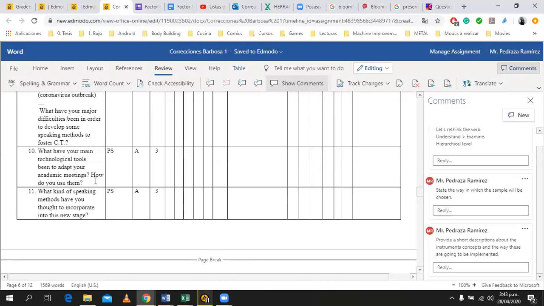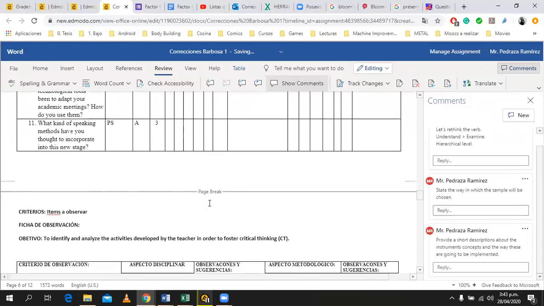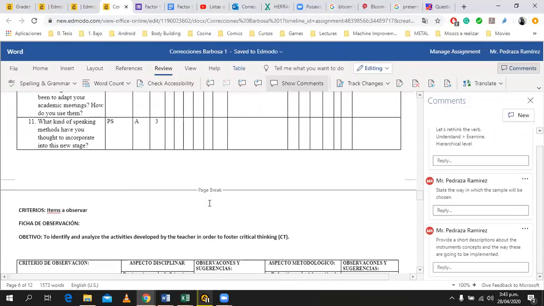But if we say, how do you use them? Oh, okay. So I use them, for example, in order to solve some doubts or for students to have interaction. And later on, I record my session and upload it to the internet, right? Yeah, you're right. So in this case, it's going to be like this. What kind of speaking methods have you thought to incorporate into this new stage? Okay, yeah, sounds good.